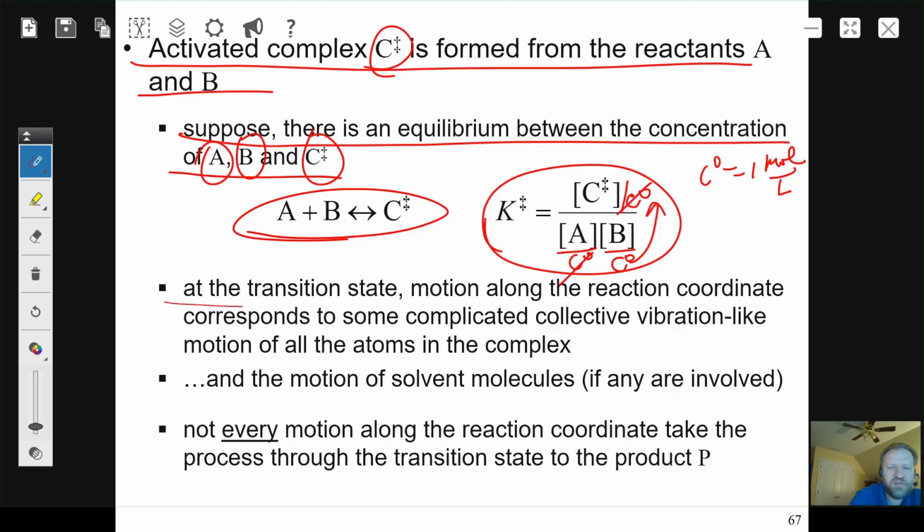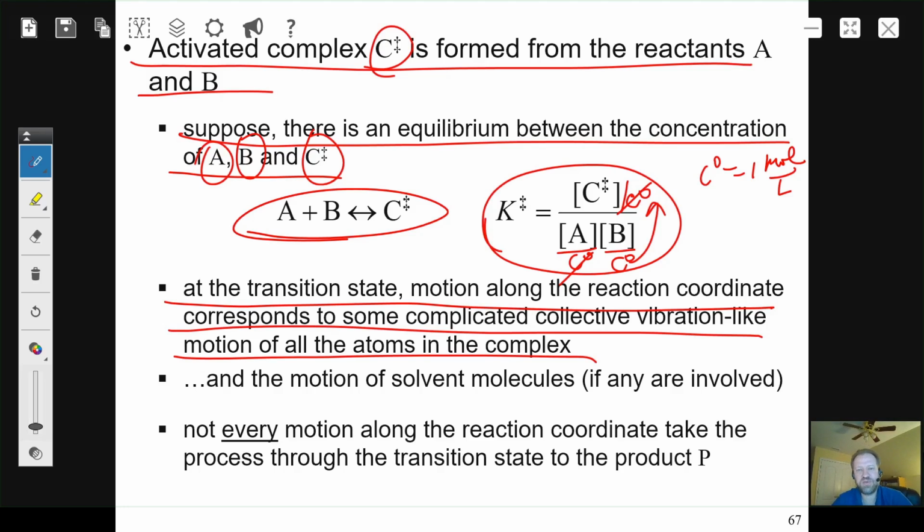So at the transition state, motion along the reaction coordinate, just like you saw, corresponds to some complicated collective vibration-like motion of all the atoms in the complex. Again, in a previous example, you saw the activated complex was fairly simple, but the formation of activated complex did introduce some changes in the geometry of the rest of the molecule, and the motion of solvent molecules, if any, are involved. In this case that you just saw a second ago, it was a solid state reaction where the changes were introduced in crystal.